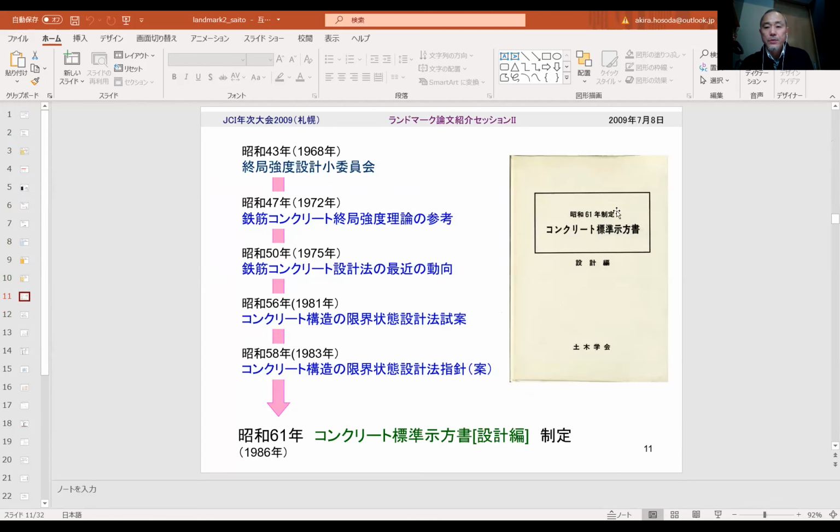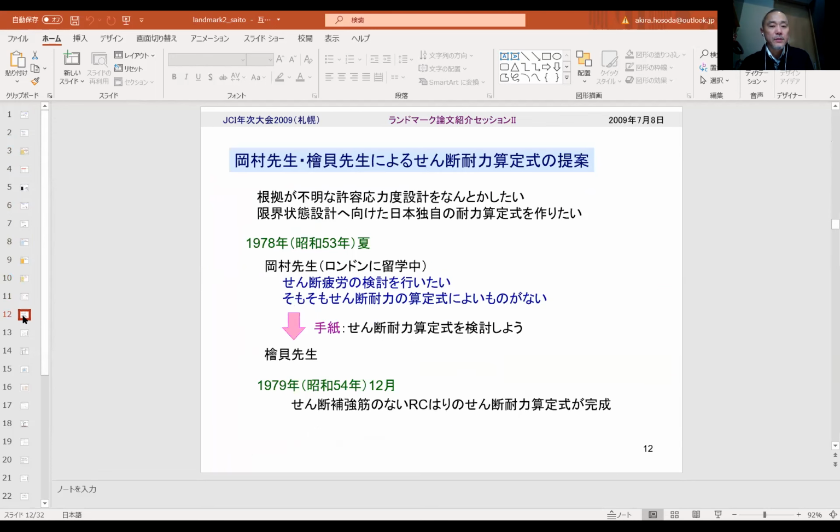So this is the design code of 1986, the independent memorable design code. I'm using this slide because I want to introduce the story about that landmark paper.